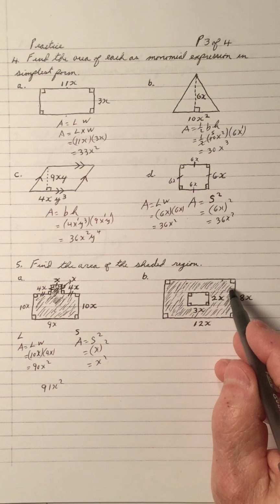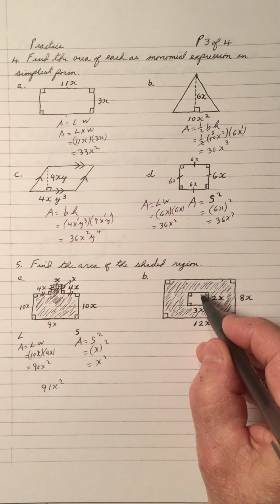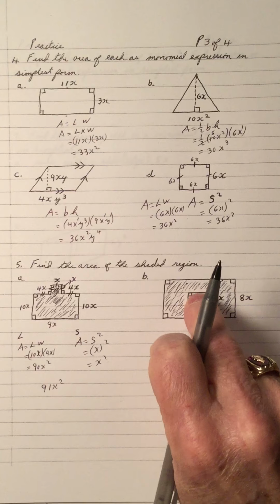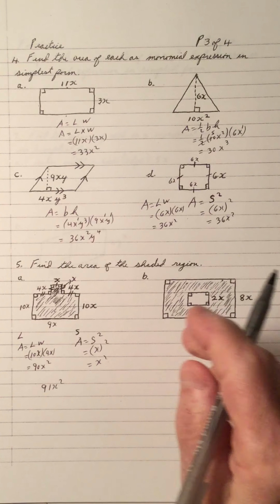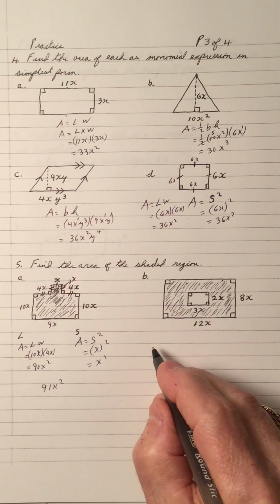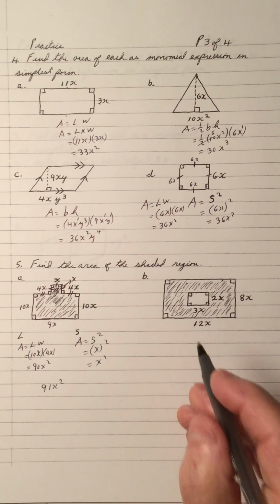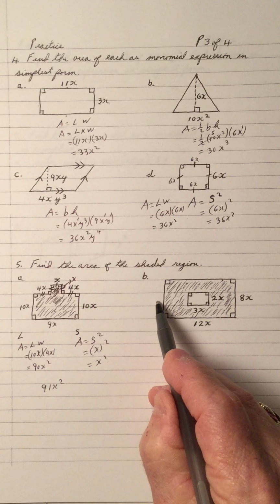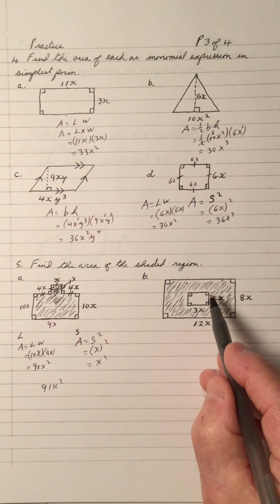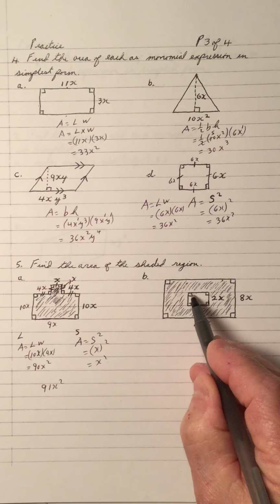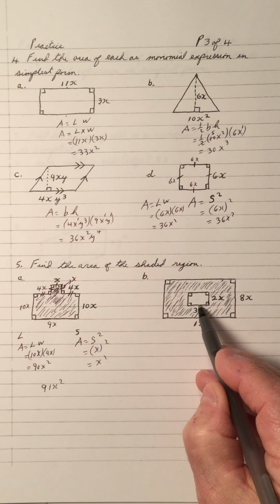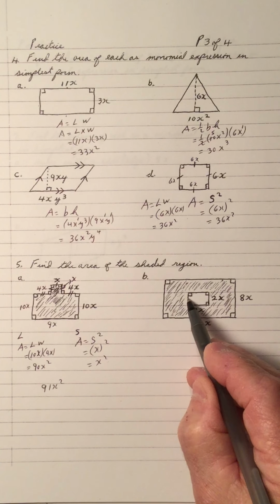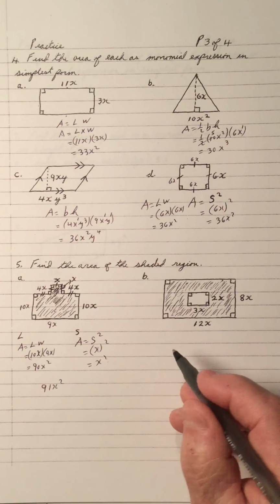And B, now we do the shaded region, but there's a hole or a box in the middle, so we have to take away, subtract. So let's find the areas. So we have the length and the width. We know that's 12x there. We know there's 8x there, opposite sides equal. In this one that's 3x and that's a 3x because opposite sides are equal. 2x, 2x, opposite sides are equal.